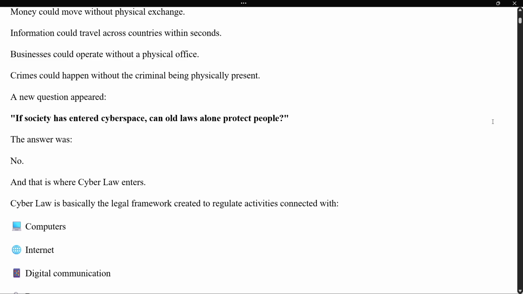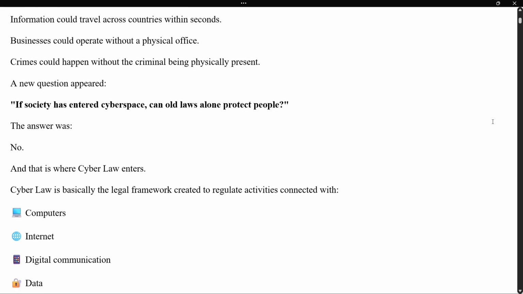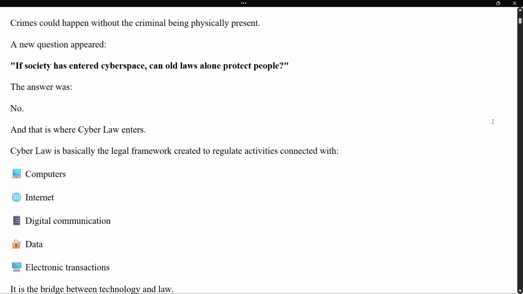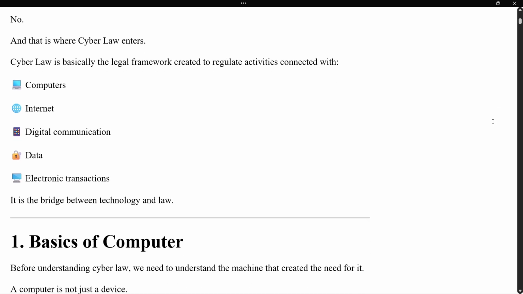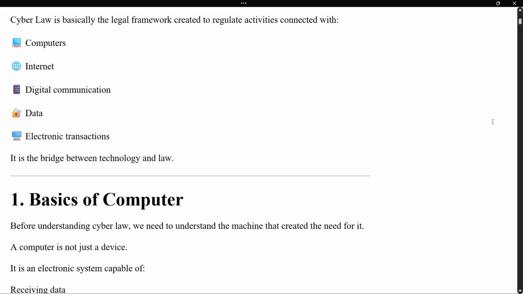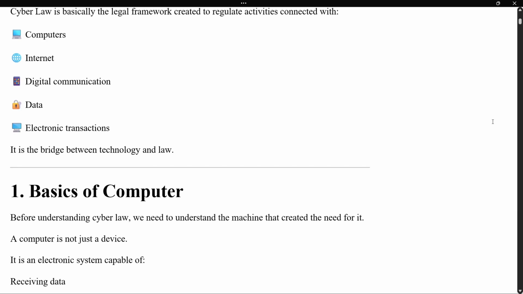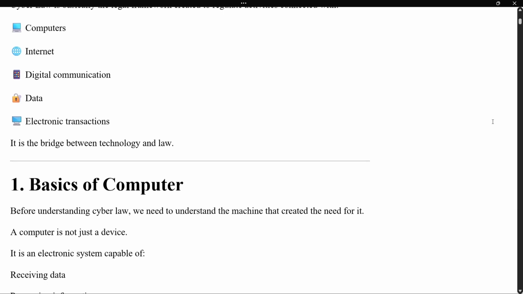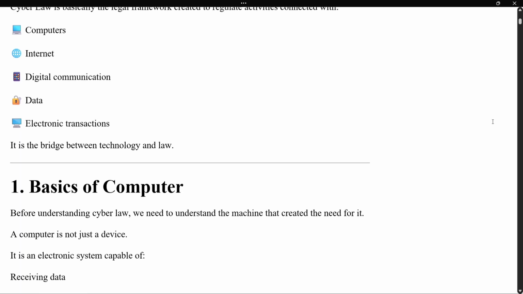Cyber law is basically the legal framework created to regulate activities connected with personal computers, the internet, mobile phone digital communication, data, and electronic transactions. It is the bridge between technology and law.